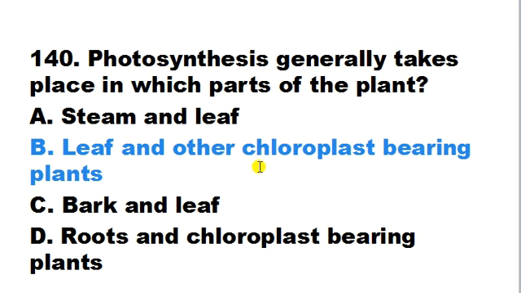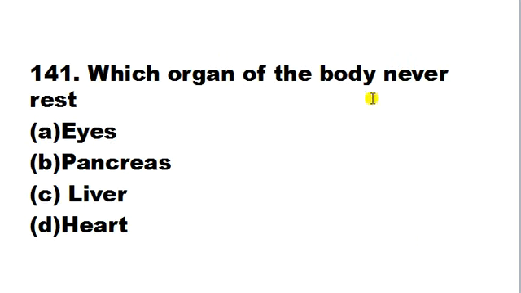Which organ of the body never rests? Eyes, pancreas, liver, heart. Here the correct answer is D. That means heart is the correct answer. It is an organ that never rests. This heart is an amazing organ which continuously pumps blood until you die. It keeps working, supplying blood inside your body and providing oxygen to all your body parts. So the heart is an organ that works continuously.